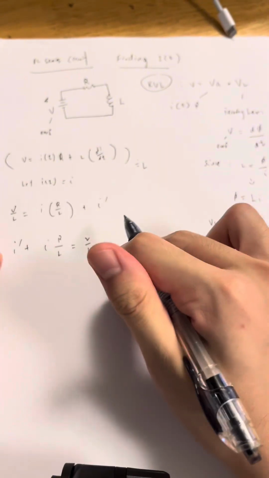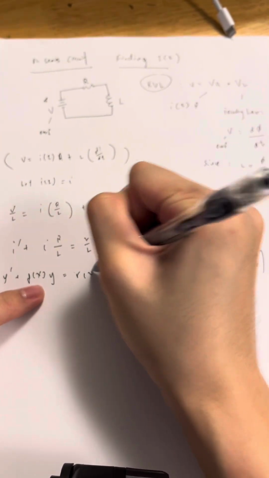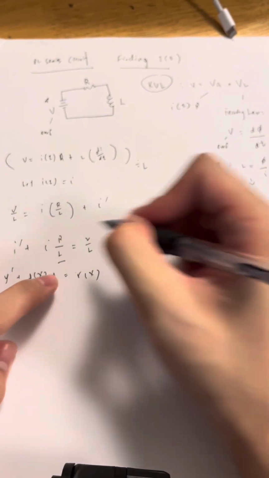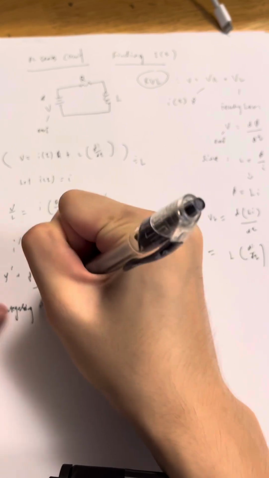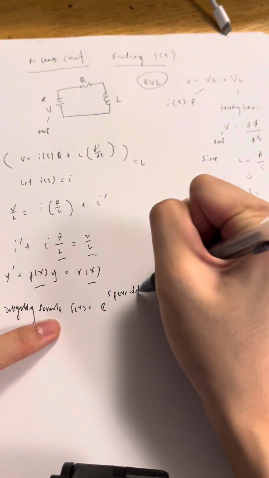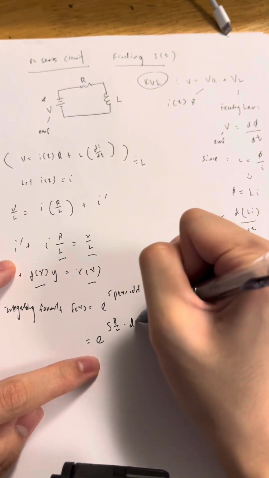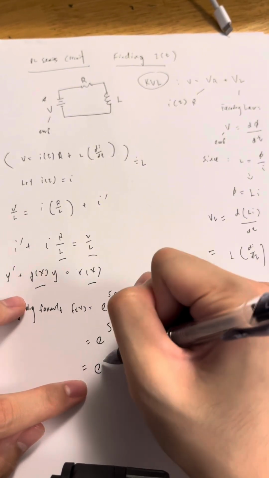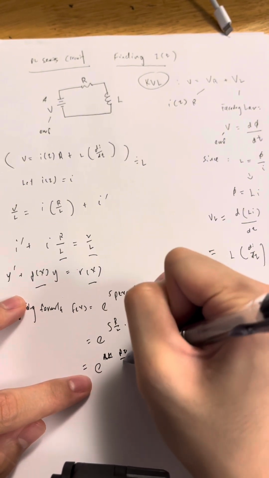Now notice that this equation is similar to the linear ODE formula given, which is this one, y prime plus P(x)y equal to R(x). Now we can know that P(x) is equal to R over L and R(x) is equal to V over L. The integrating formula gives us F(x) equal to e to the integral of P(x) dx. Now this gives us e to the integral of R over L dt in this instance. So integrating it gives us e to the Rt over L. This is our integrating factor.